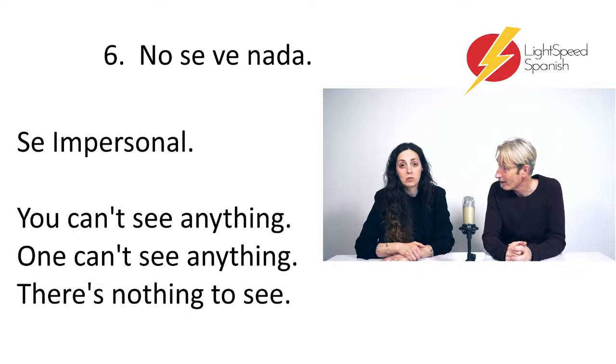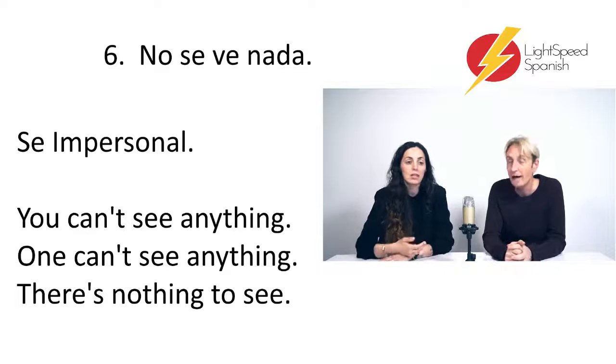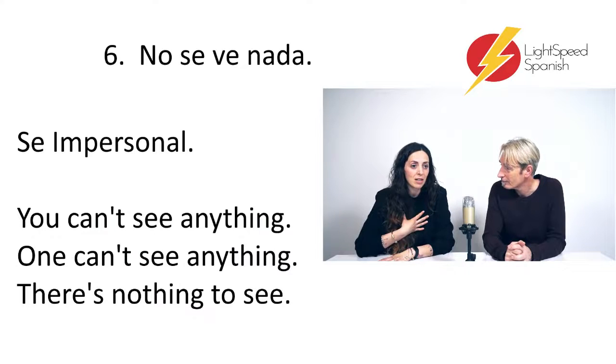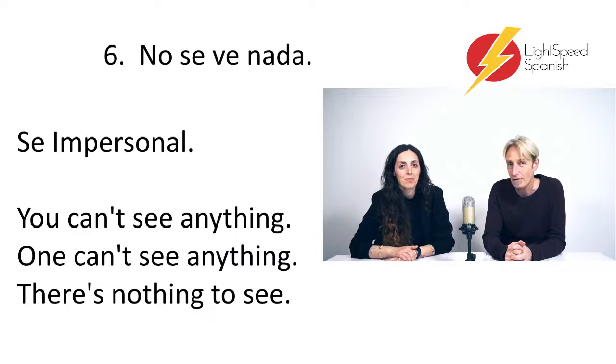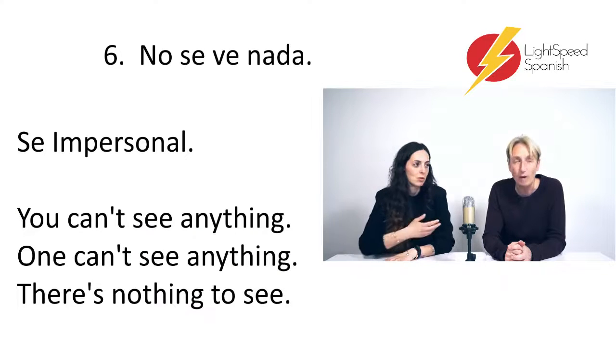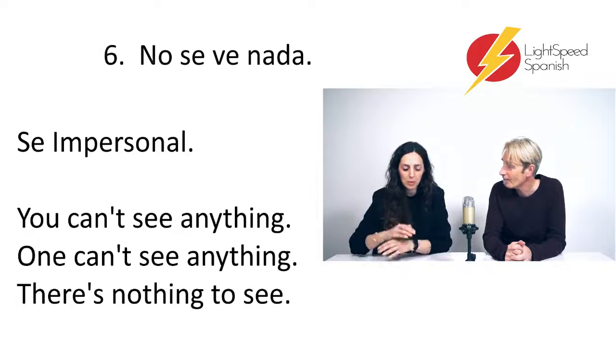So this is an impersonal se, because one can't see anything. So no se ve nada. Yeah, you can say no veo nada. I don't see anything. But if you say no se ve nada, one doesn't see, one can't see anything. You don't put a person. Okay. Muy bien.